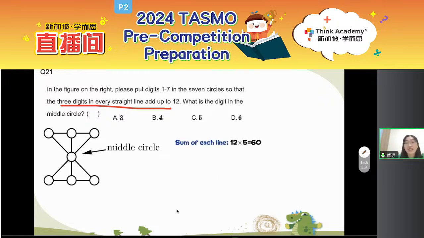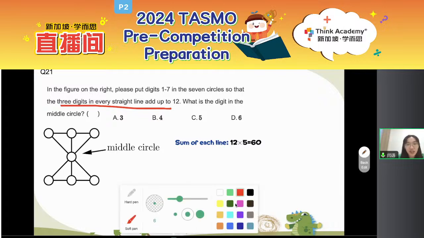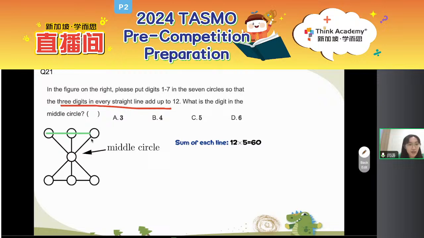Firstly, again, you can just count how many lines there are, right? Be patient when you count the number of lines, okay? Here, let me draw for you. 1, 2, 3, 4, 5. So altogether, there are 5 lines. And for the sum of each line, that is 12. So altogether, it should be 12 times 5, which is 60.